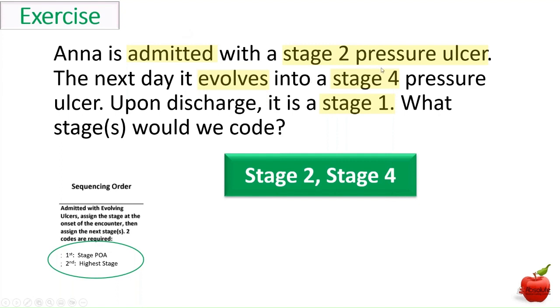When she was admitted, it was indeed a stage 2, and that would be first, followed by what it evolved into, which was a stage 4. That is the highest stage. So we're going to sequence it accordingly. Stage 2, that was present on admission, followed by stage 4, which was the highest stage that the pressure ulcer evolved to during the admission. So let's take a look at another.